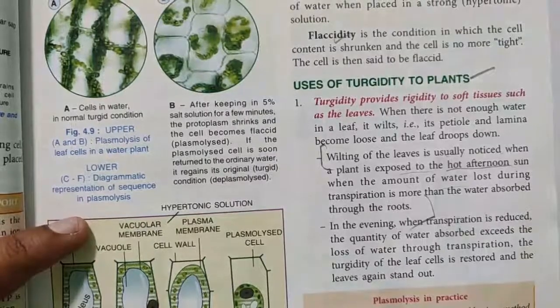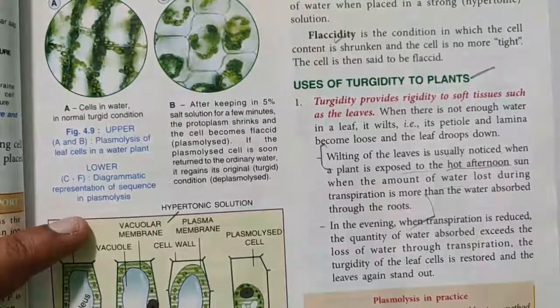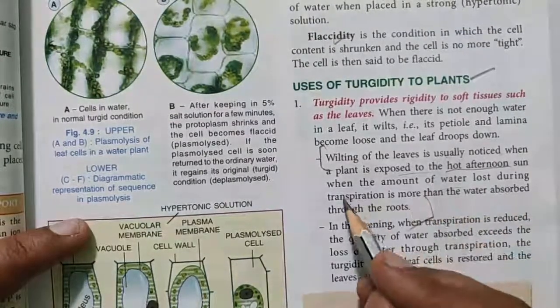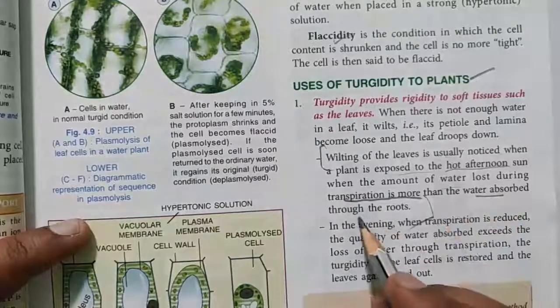So this question generally comes: why does a plant wilt during the afternoon rather than in the morning or evening time? This question already came in the board examination, and the reason is that during the daytime, since there is sunlight, there is a greater temperature. At this time the rate of transpiration is more. So please underline this part: here the transpiration is more than the water absorbed through the roots.